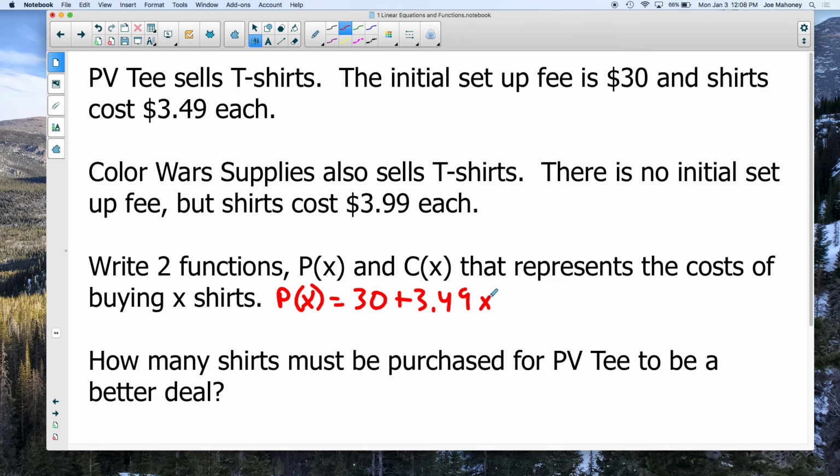And Color Wars supplies, of course, you figure there's like a Putnam Valley graduate that's going to sell Color Wars supplies, right? Think about it. Hey, that's a good business model. Okay, there's no initial setup fee, so then C of x is going to just be 3.99x. And then check this out.